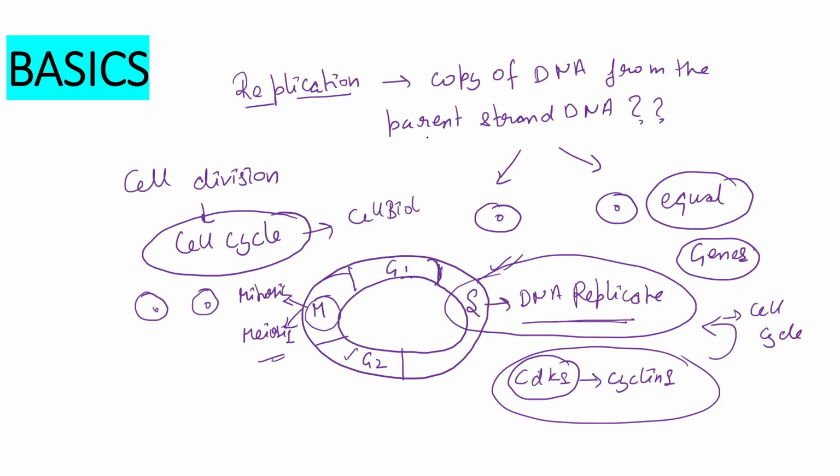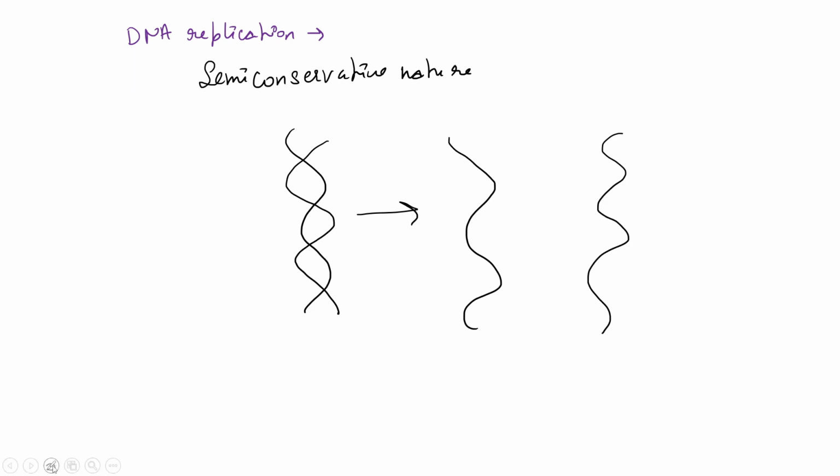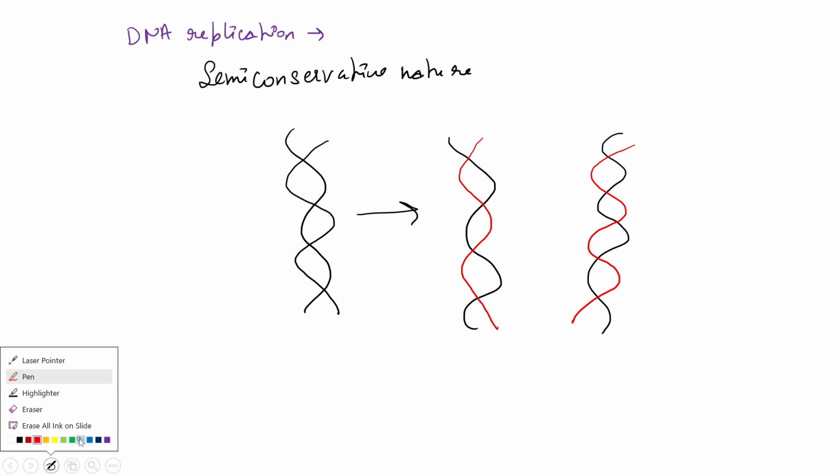Now, more information: DNA replication is of semi-conservative nature. As I said before, DNA replicates from the parent strand. Semi-conservative means that one strand will remain as it is, the parent strand. When the DNA undergoes replication, the two DNA molecules we get each have one parent strand as it is, and the other is the new strand. This is what is known as the semi-conservative nature.